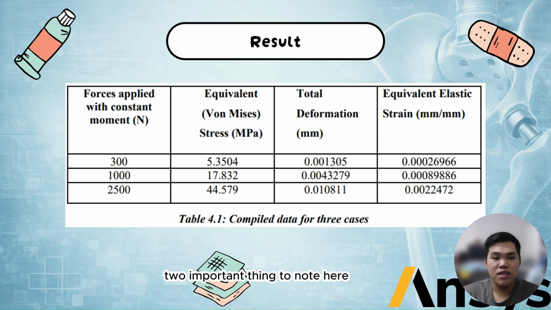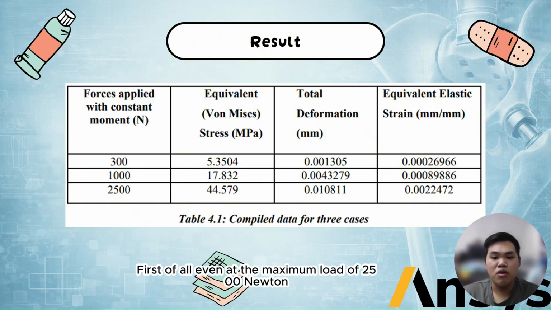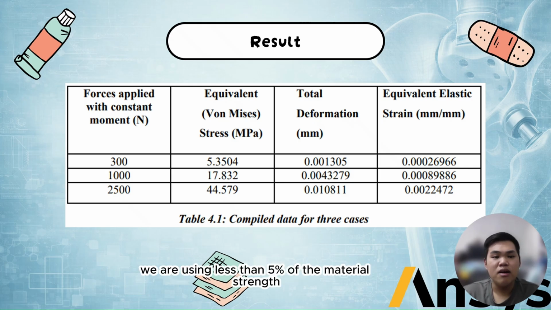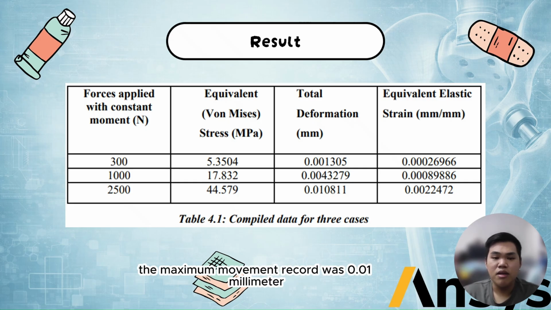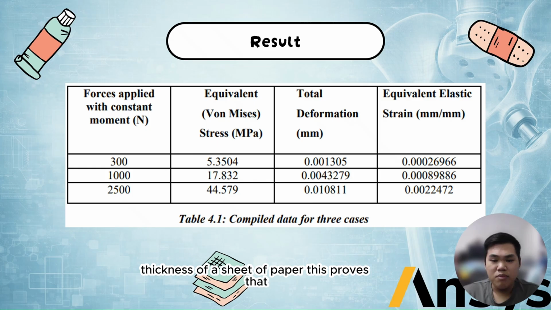Two important things to note here. The stress is very low and the stability is high. First of all, even at the maximum load of 2,500 Newton, the stress is only 44.58 megapascal. We are using less than 5% of the material strength. The stability is high because the maximum movement recorded was 0.01 millimeter. For your information, a sheet of paper is about 0.1 millimeter thick. Our implant moves 10 times less than the thickness of a sheet of paper. This proves that our implant is incredibly stable and predictable.